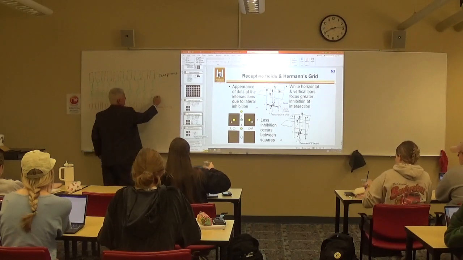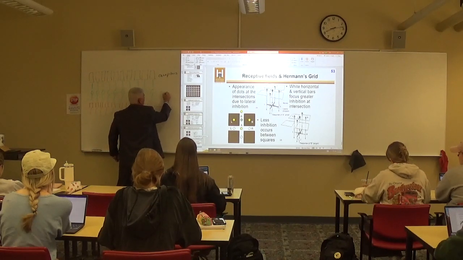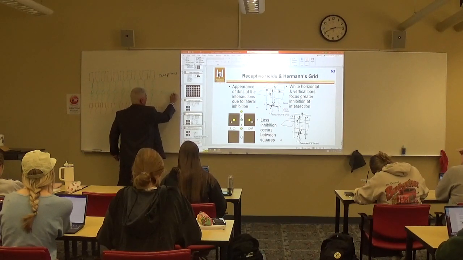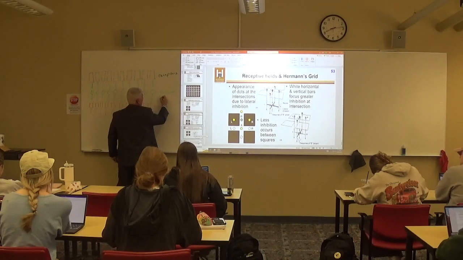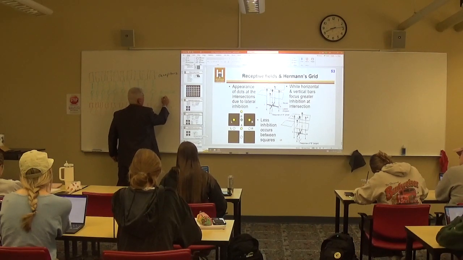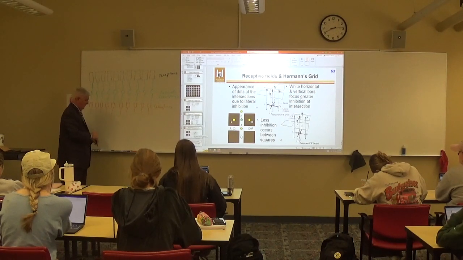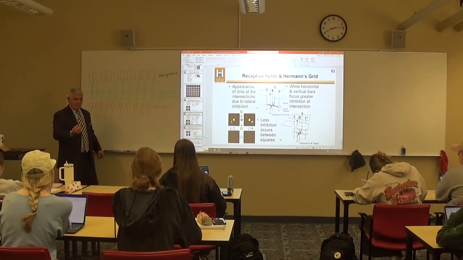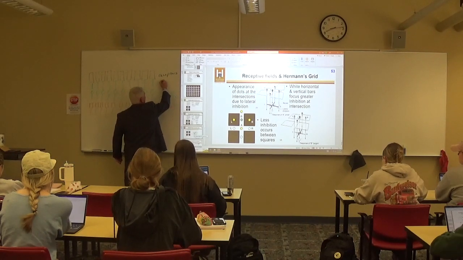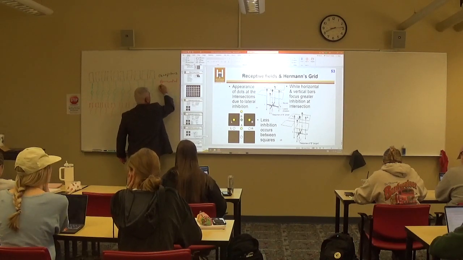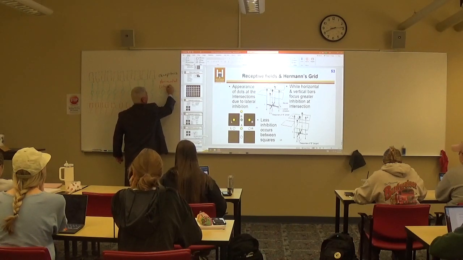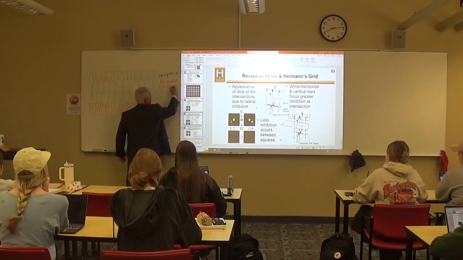And what is their sign? Excitatory. Yes. And then what's the other cell that's involved in this? What is horizontal? That provides the lateral inhibition.